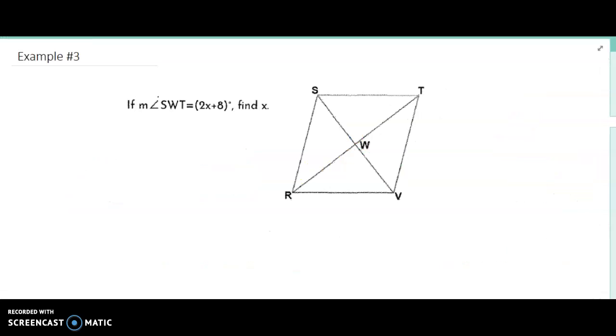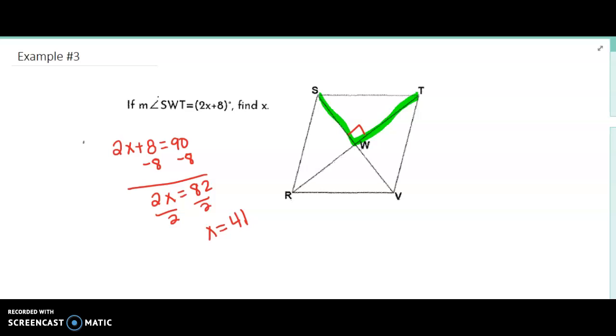All right, I want you to try to do example 3 on your own, then we'll go over it. So we want to find the measure of SWT. Okay, so we want to find the measure of this angle here. Now, if you don't know where to start, go back to the rhombus diagonals theorem and read it, and that should help you out.